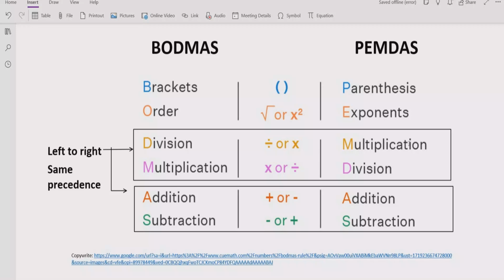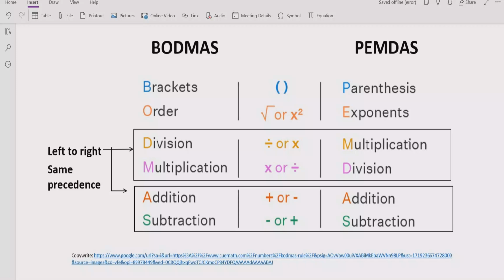It means that if your expression contains any bracket or parenthesis, you have to solve that part first. After that, you have to look at the exponent or power of any number. If you have a square root or any number has a power, you have to solve that part next. Either it is a square root, a cube root, raised to a power or an nth root, you solve that part after the bracket.